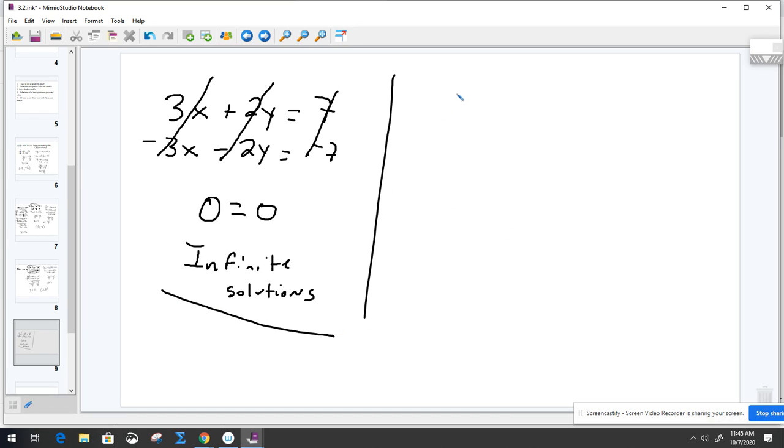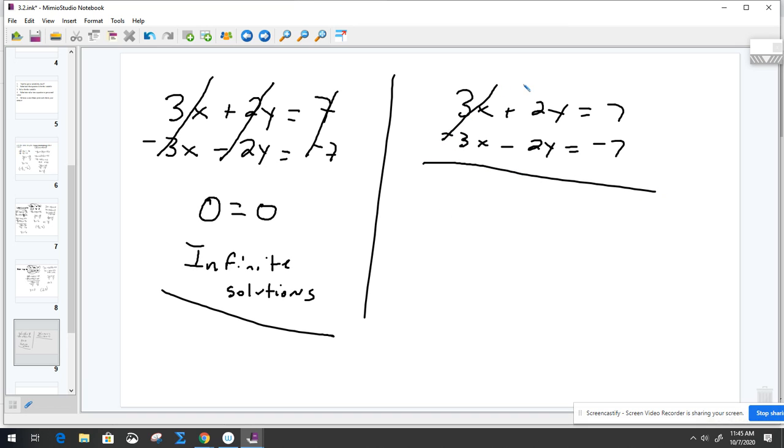Okay, if I had a problem that looked like this, okay, so again, I wanted to cancel this. Let's say the x's this time, and I lined them up, and I noticed that everything canceled. Sorry, that should be a plus. Okay, so I got a 0 equals, well, 7 plus 7 would be 14. So no variables left, but I'm left with a statement that's false. If I have a false statement, that means that there's no solution. These would be parallel lines.